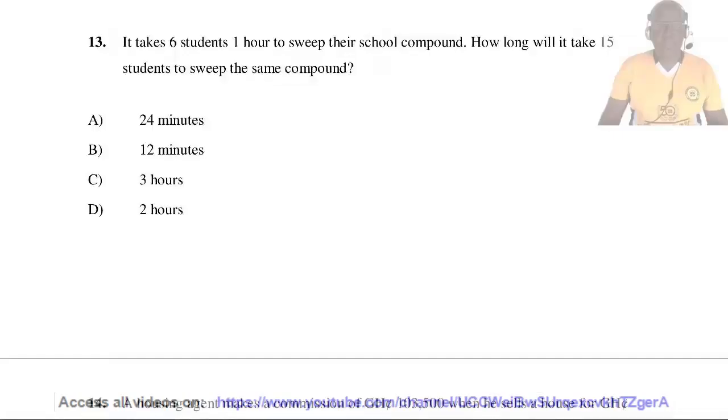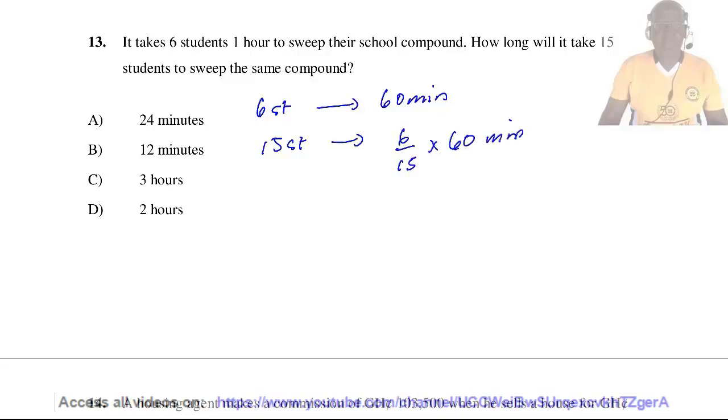Question 13. It takes 6 students 1 hour to sweep their school compound. How long will it take 15 students to sweep the same compound? 6 students took 1 hour or 60 minutes. Therefore, 15 students will take less time to sweep. So 6/15 times 60 minutes. 15 goes into 60, 4 times, which equals 24 minutes. So the answer is A.